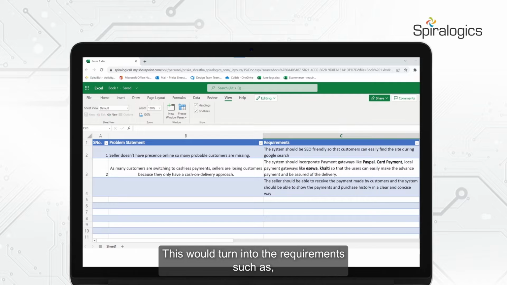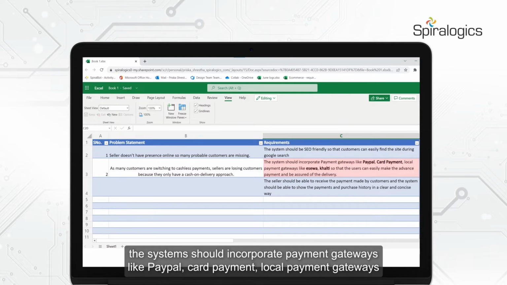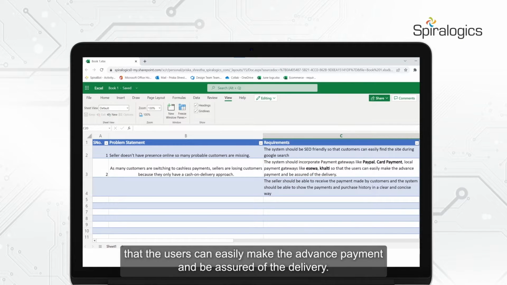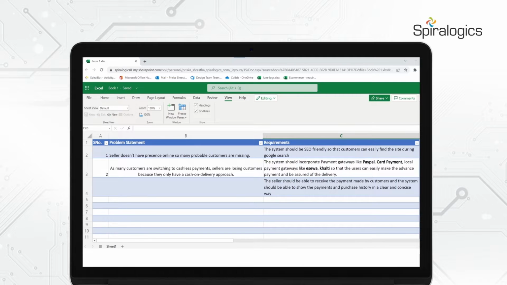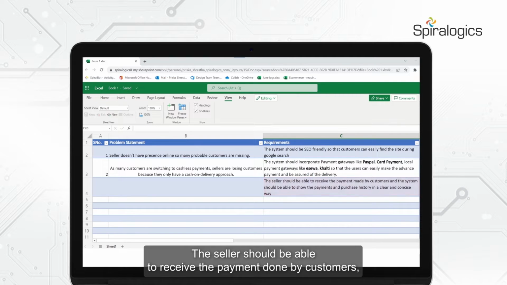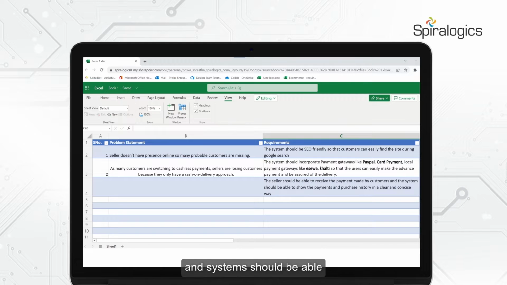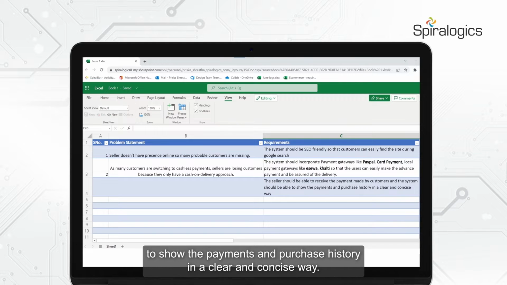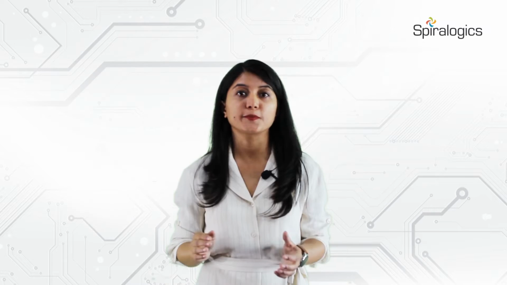This could turn into the requirements such as the system should incorporate payment gateways like PayPal, card payment, local payment gateways that the users can easily make the advance payment and be assured of the delivery. The seller should be able to receive the payment done by customers and system should be able to show the payments and purchase history in a clear and concise way.